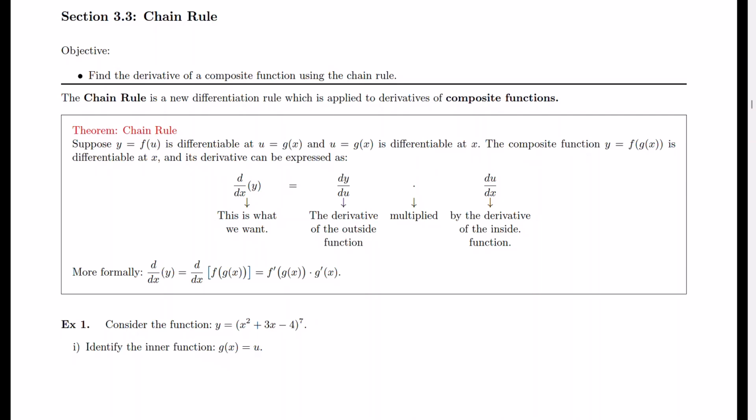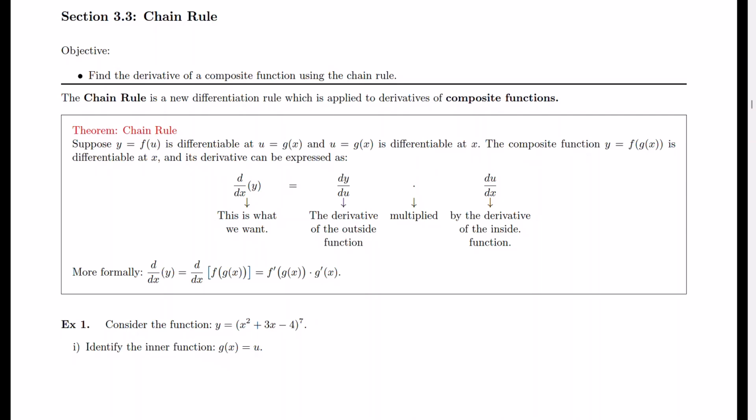Section 3.3, the chain rule. The objective of this section is to find the derivative of a composite function using the chain rule. This is a new differentiation rule that will be applied to find the derivatives of composite functions. So just a quick review of what composite functions are.